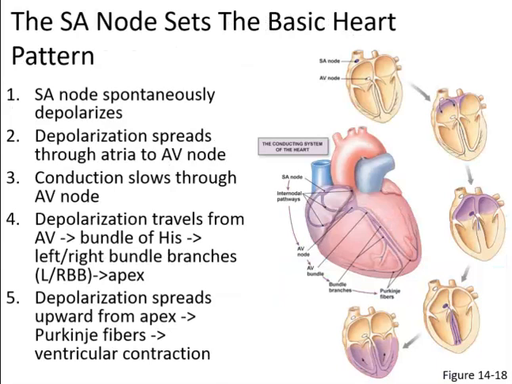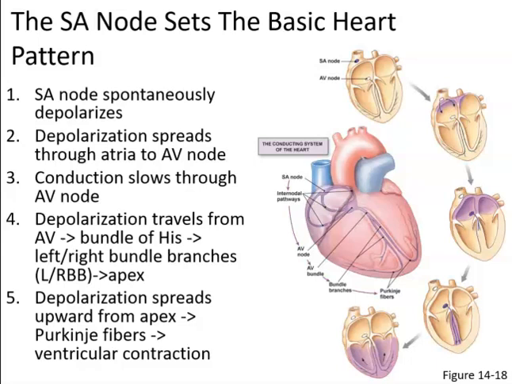So just a quick recap. We know that the sinoatrial node sets the basic heart pattern. The SA node spontaneously depolarizes, has that autorhythmicity characteristic to it, at anywhere between 70 to 100 beats per minute. So the SA node spontaneously depolarizes, again allowing for contraction.